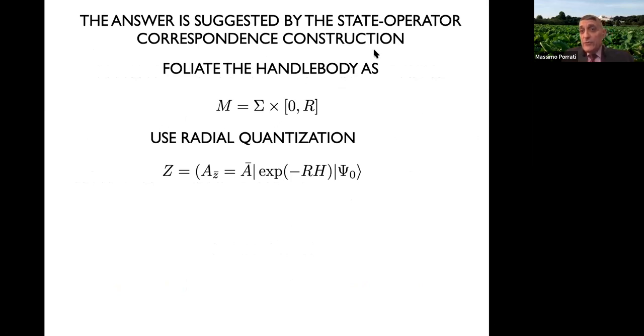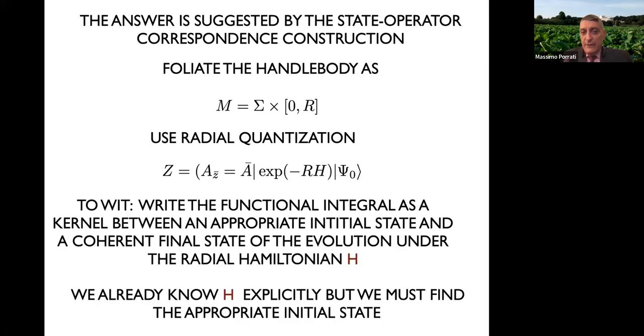To do that, again, we use the state operator correspondence. And we use it in this way. We take the handlebody and we do a foliation as a Riemann surface times an interval. Then we construct our partition function as a time evolution in this radial time, in the radial time of radial quantization, from some initial state psi 0 to a final state. So we write this functional integral as a kernel in between an appropriate initial state, evolution in this radial time, and the final state, which is a coherent state.